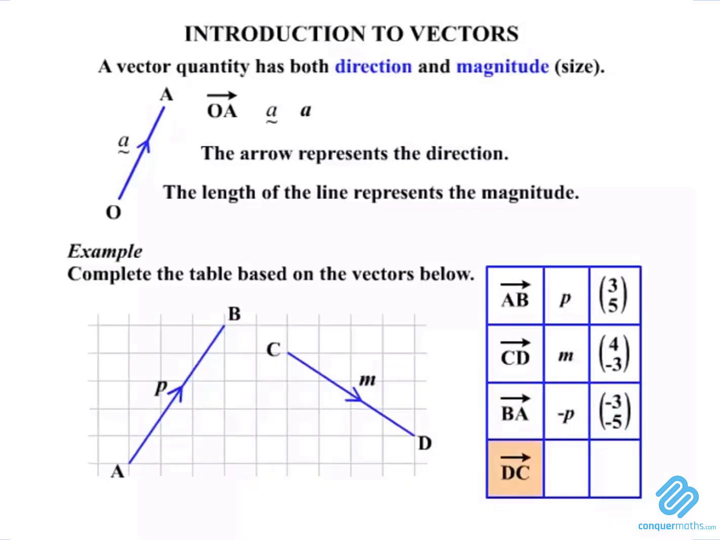Now what about DC? Well again, that arrow is pointing in the direction CD, so we want to reverse that. So now we're looking at the vector DC. As a result, the m, we're going to write that as -m. And in terms of direction, we're going from D to C. So we go across -4, 4 in a negative direction, and we're going up 3. So we write that as (-4, 3).